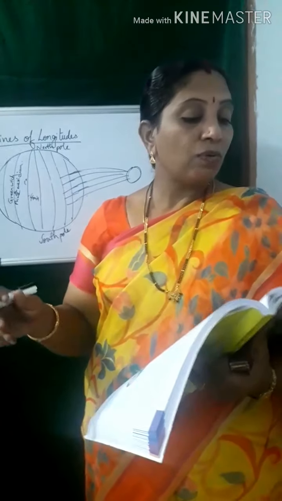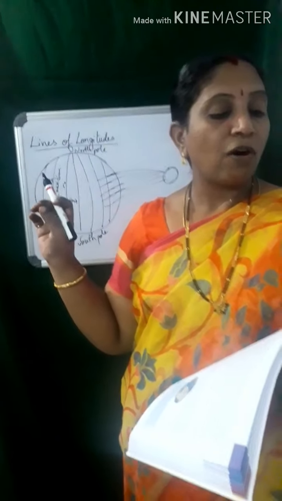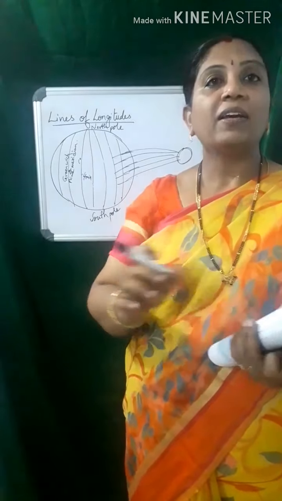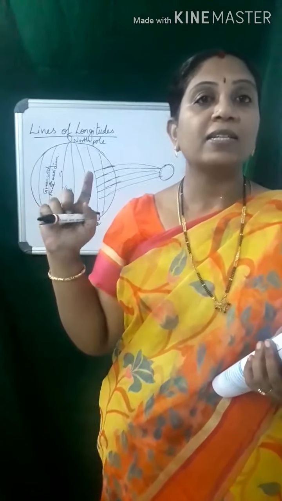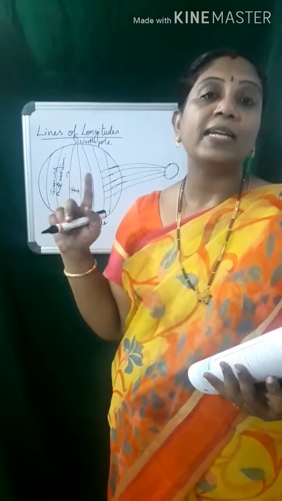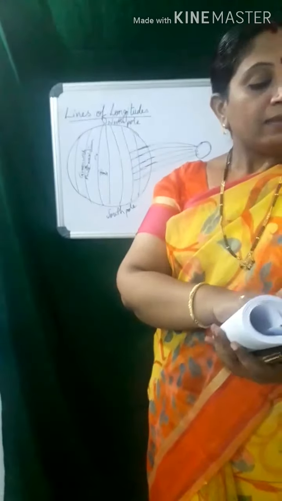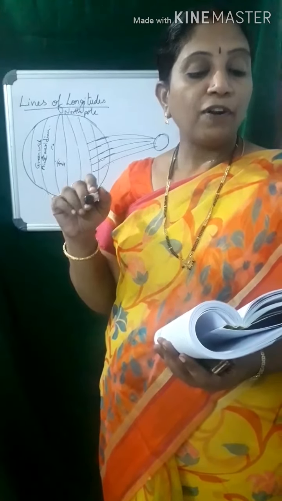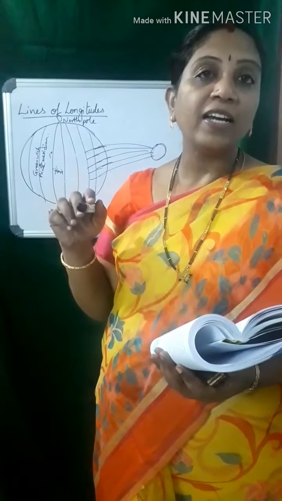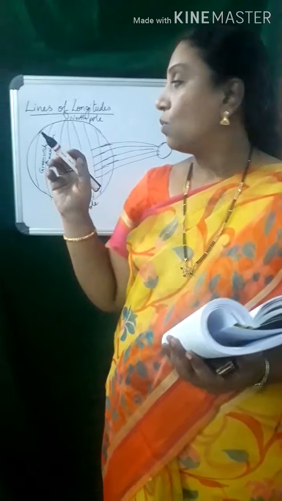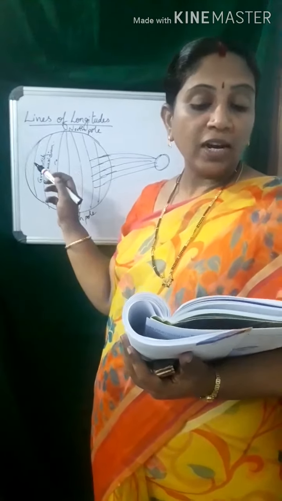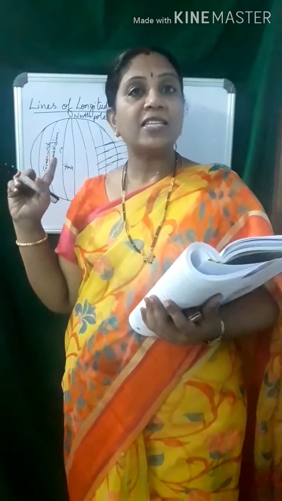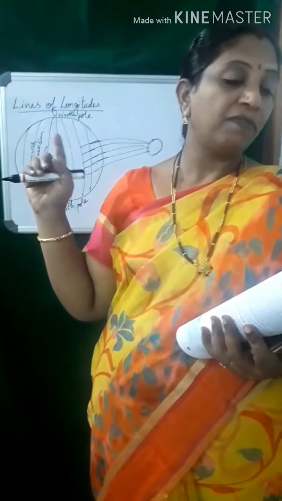A region that uses the same standard time forms a time zone. So here we have, for example, railway time, which we follow as a standard time. That is a time zone. There are 24 time zones in the world, separated from each other by 15 degrees, or an hour. So in total how many? 24 time zones we are having. Each is separated from the next by 15 degrees.